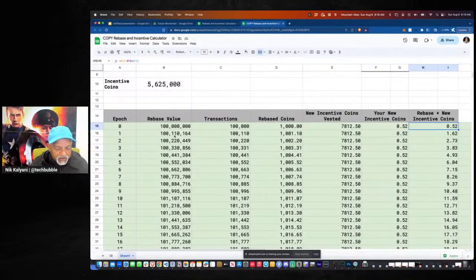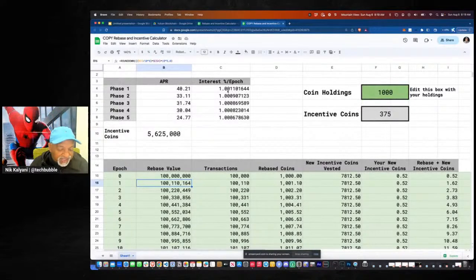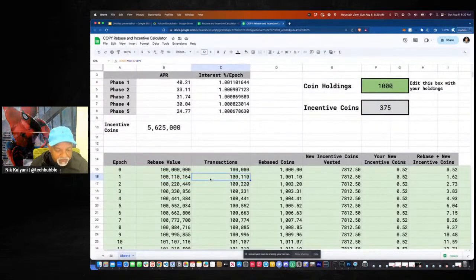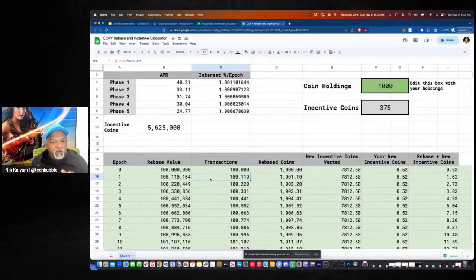We go on to the next one here, and you'll see the number is slightly higher. Why? Because the Rebase value has been impacted by the APR. This number is what got multiplied. And you can see that number, it's 1.0011011644, and that's actually the exact number you're seeing here. So based upon that, we have a larger transaction goal. Every epoch, our transaction goal grows just slightly, keeping in line with the rebase. So it's not that every epoch you have a fixed number of transactions. Every epoch, the goal that has to be achieved by the blockchain grows.